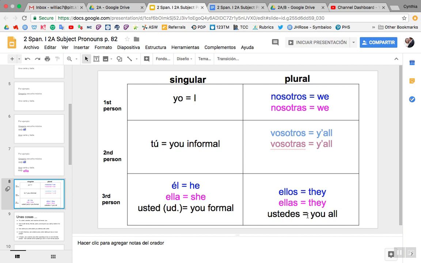If you're traveling, like if you're in Spain, you're in Argentina, you're talking to your teacher who's from one of those places, vosotros is y'all, informal. Ustedes is y'all, formal. However, if you're in a place that does not use this at all, ustedes can mean y'all for anybody. Okay?